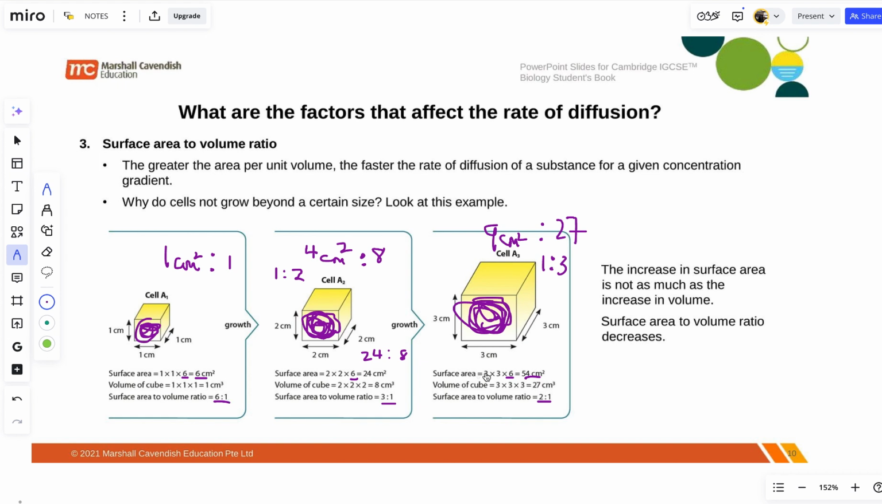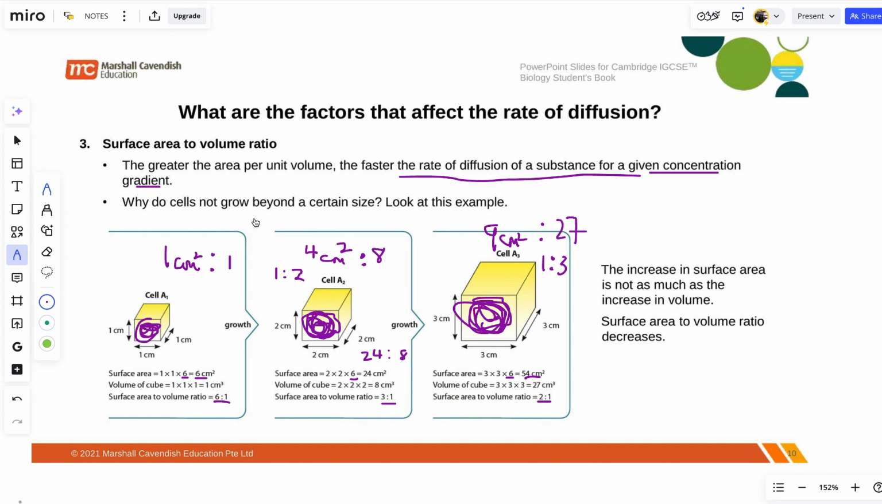Okay? Now, the increase in the surface area is not as much as the increase in the volume. Now the surface area to volume ratio decreases. Look at it. It's decreasing as you increase the size. Okay. So we say the greater the surface area per volume, the faster the rate of diffusion. The substance will diffuse most from here than in this one. The greater the surface area to the volume, the faster the rate of diffusion for a given concentration gradient, right?